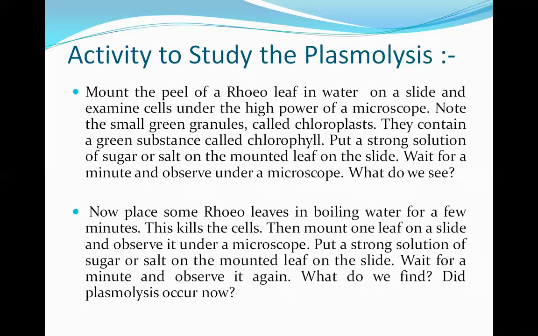Place some Rhoeo leaves in boiling water for a few minutes. This kills the cells. Obviously, after boiling, the cells will be killed. Then mount one leaf on a slide and observe it under a microscope. Put a strong solution of sugar and salt on the mounted leaf on the slide. Wait for a minute and observe it again.